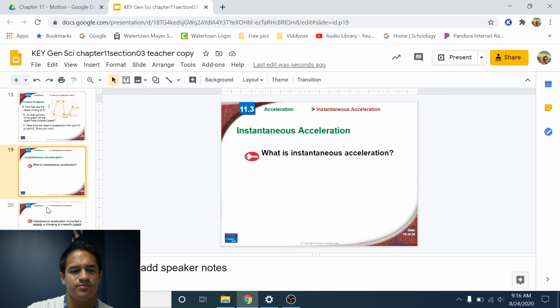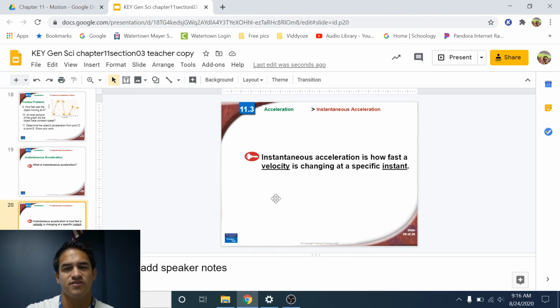All right. So the last little section here is instantaneous acceleration, and we talked about instantaneous speed in the last section. What is instantaneous speed? That's the speed of an object right now. Instantaneous acceleration is pretty much the acceleration of an object right now, and most acceleration is instantaneous.